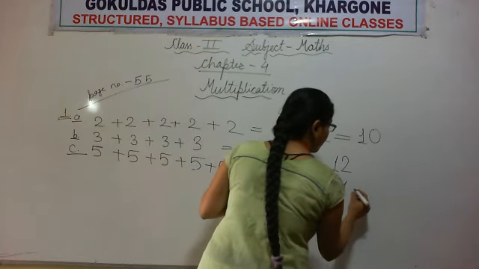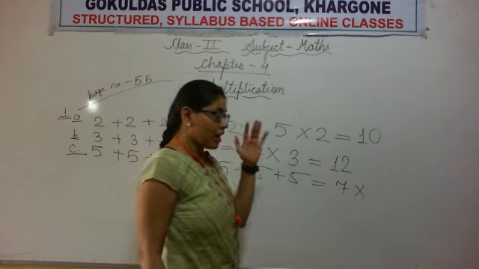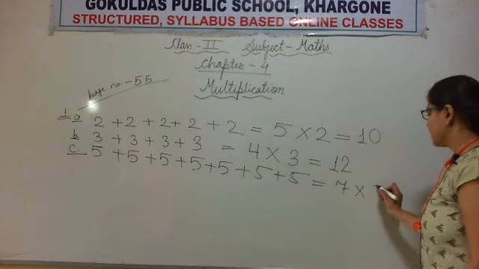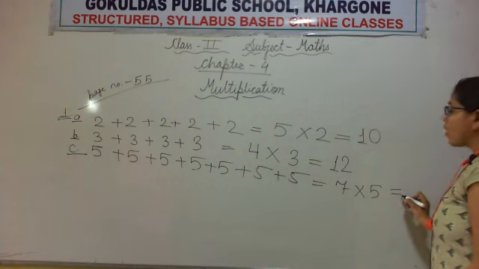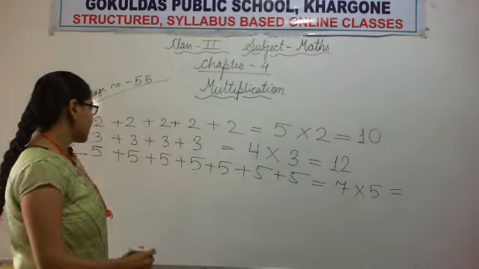So first of all we will write 7. 7 times what? 7 times number 5. So we will write 5. Now let's add all these 5s and get the answer.